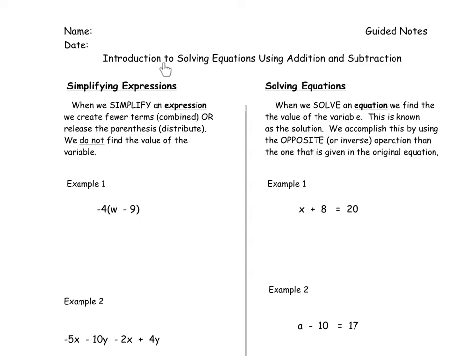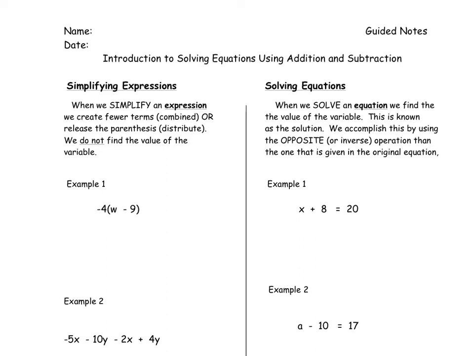Welcome to our introduction to solving equations using addition and subtraction. Today we're going to start with a review of what we've been doing, which is simplifying expressions. When we simplify an expression, we create fewer terms, known as combining terms, or we release the parentheses, which we use the distributive property with. We do not find the value of the variable. This has been uncomfortable when we first started because it doesn't look like an answer when we get done. But what we create is an equivalent expression.